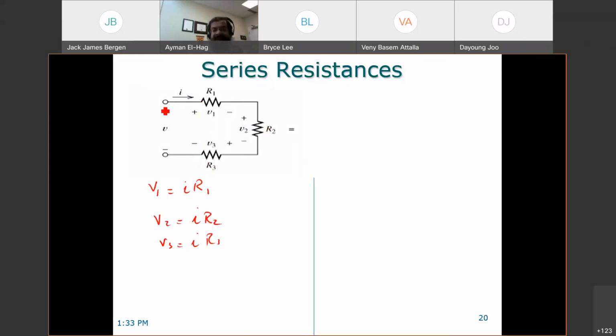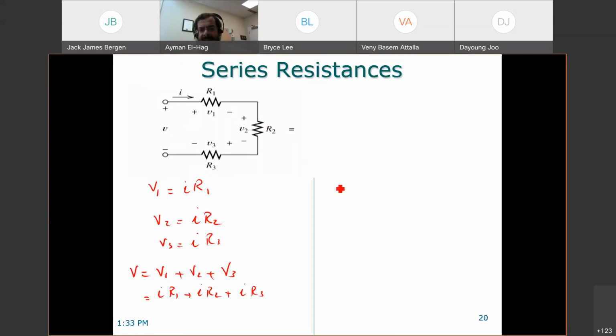Now, if I apply KVL here, V is equal to V1 plus V2 plus V3. This is KVL: V1 plus V2 plus V3 minus V equal to 0. The summation of voltages in a closed loop is equal to 0. So V is equal to V1 plus V2 plus V3. Or I can say that V1 is I R1 plus V2 is I R2 plus V3 is I R3.